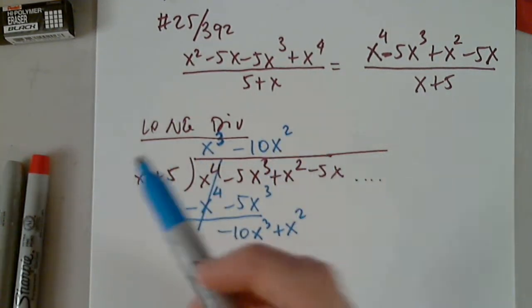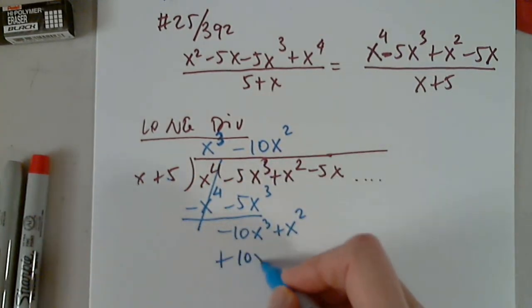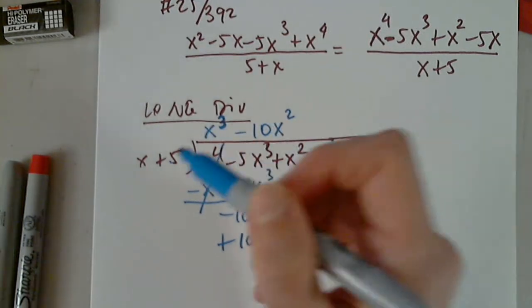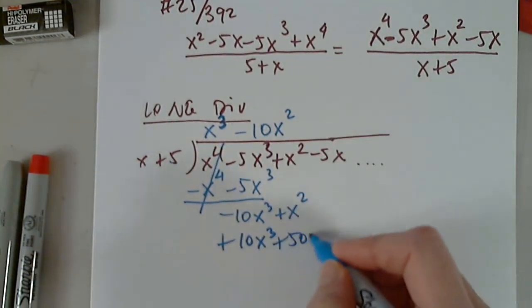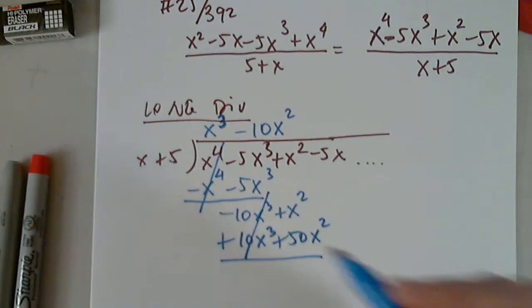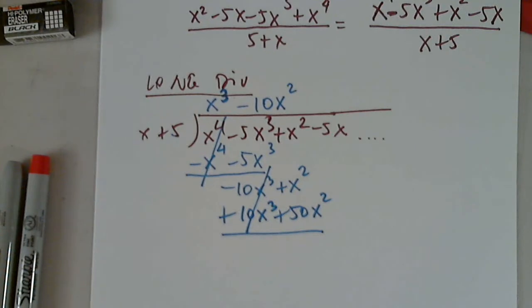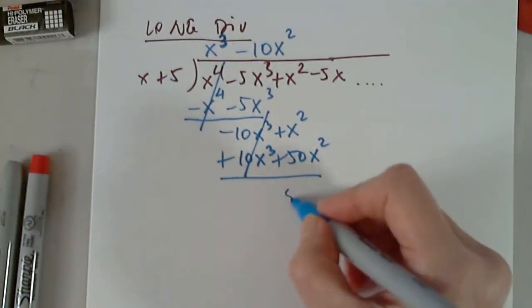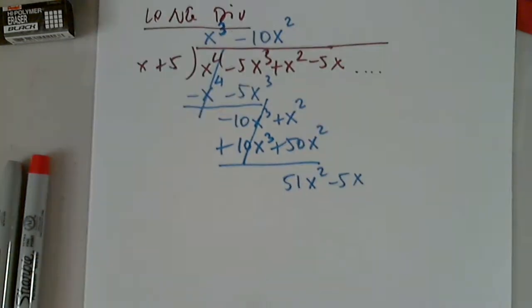Negative 10x squared times x is negative 10x cubed. Change the sign. Negative 10x squared times 5 is negative 50x squared. Change the sign. Perform the operations I see, which gives me 51x squared. I bring down the next in line.